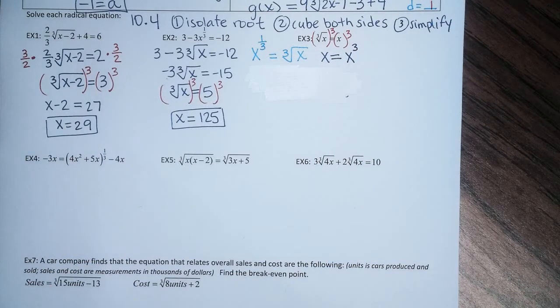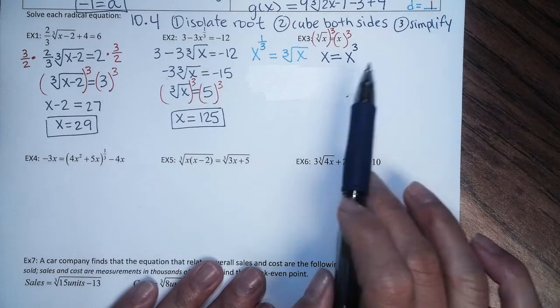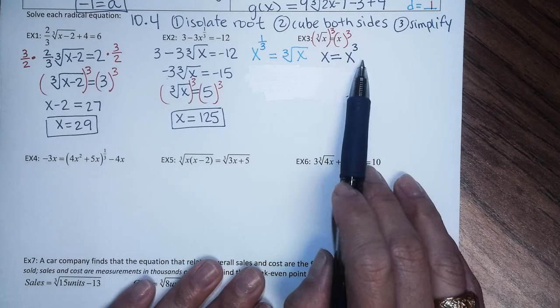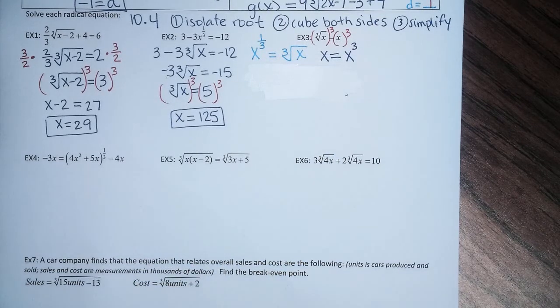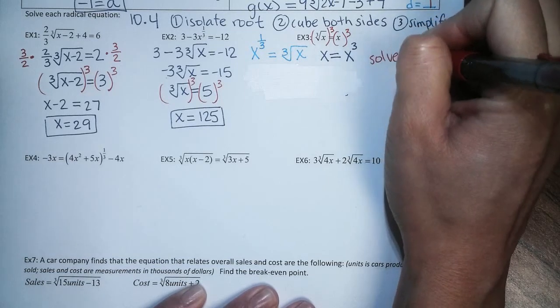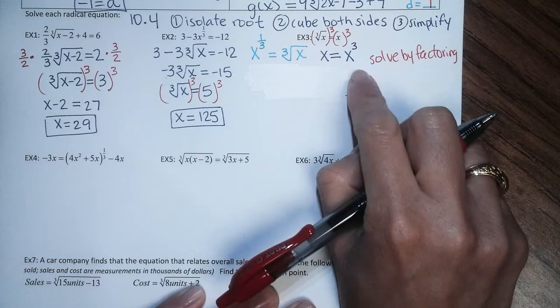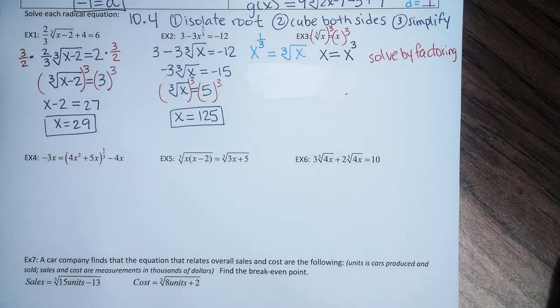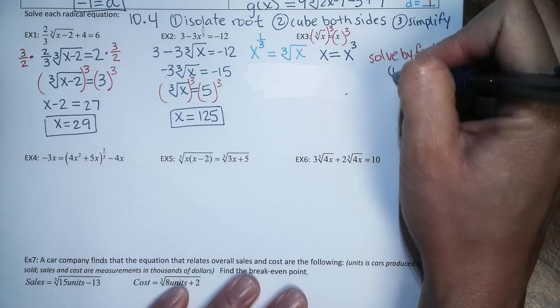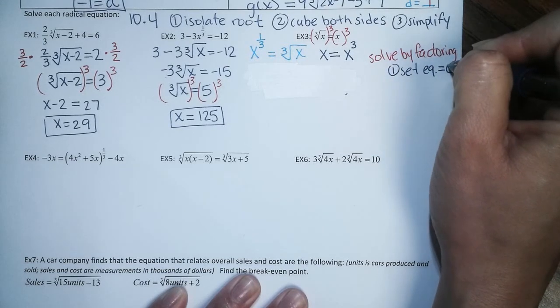After you've cubed both sides, if you end up with a cubic, like Sanjita just asked, we're going to solve them by factoring. If you end up with a cubic like x to the 3rd, we're just going to solve these by factoring. The steps to solve by factoring: step 1, set the equation equal to 0.